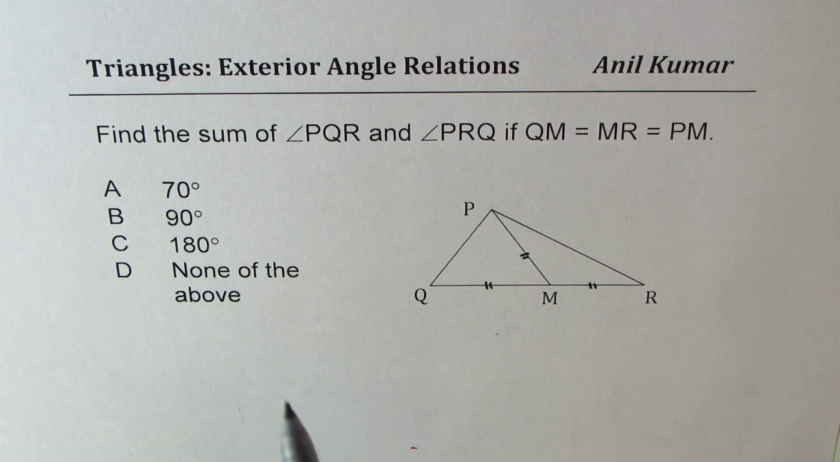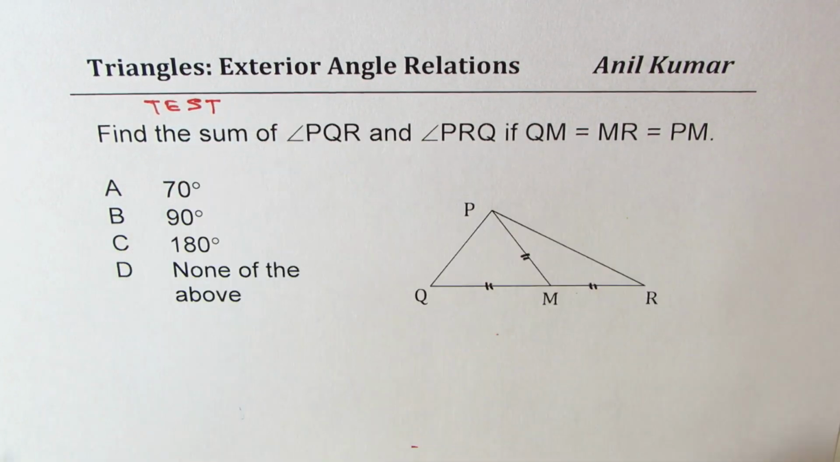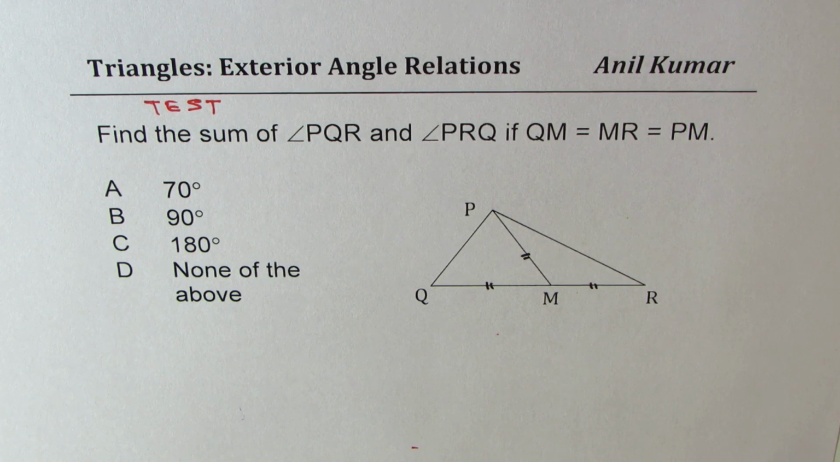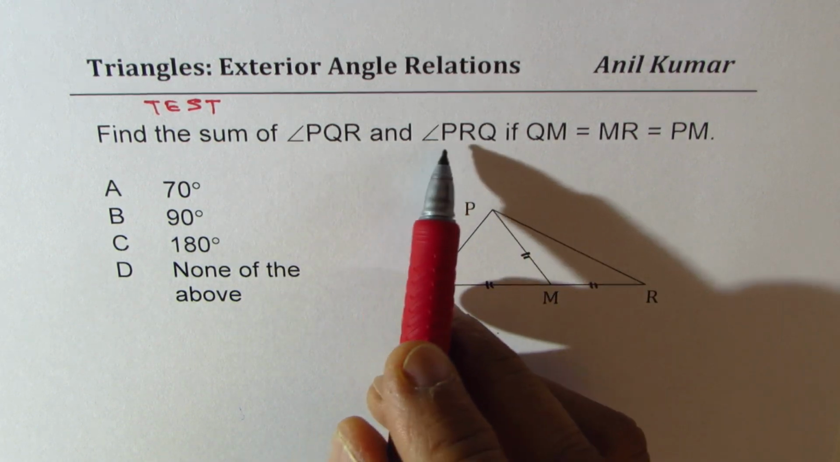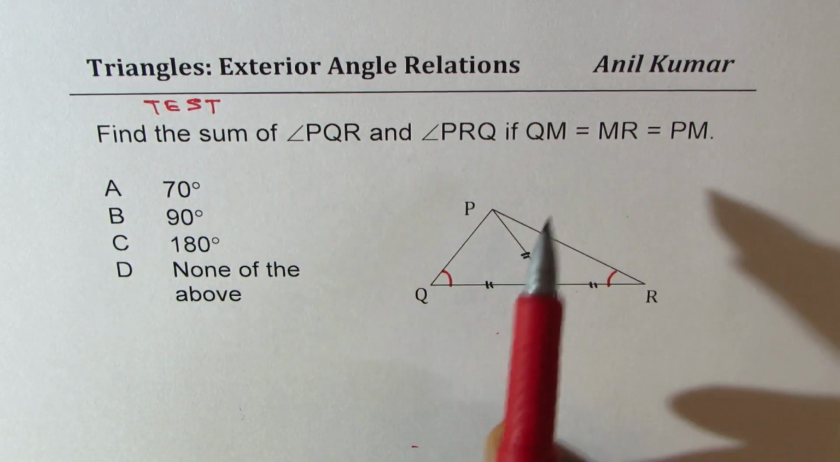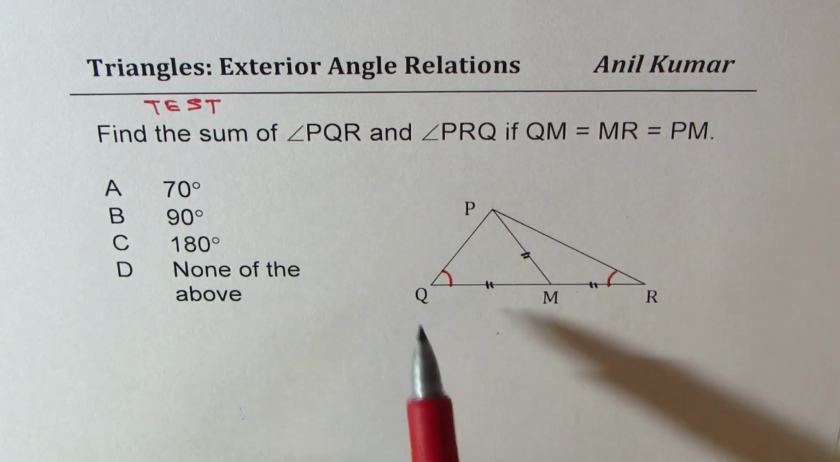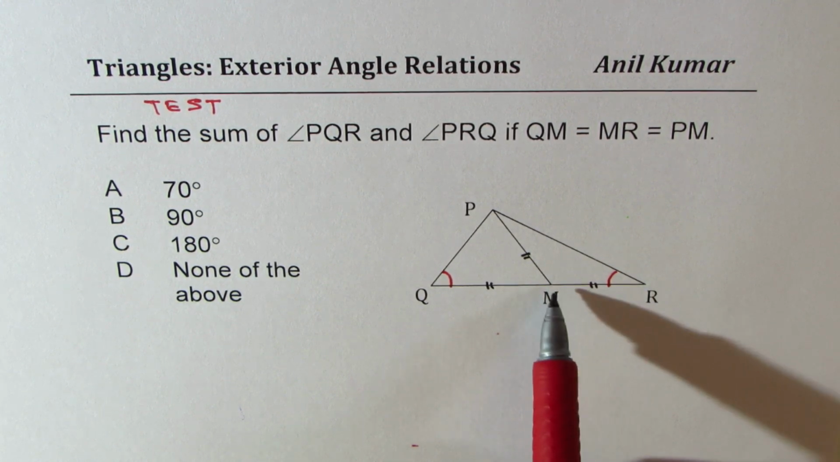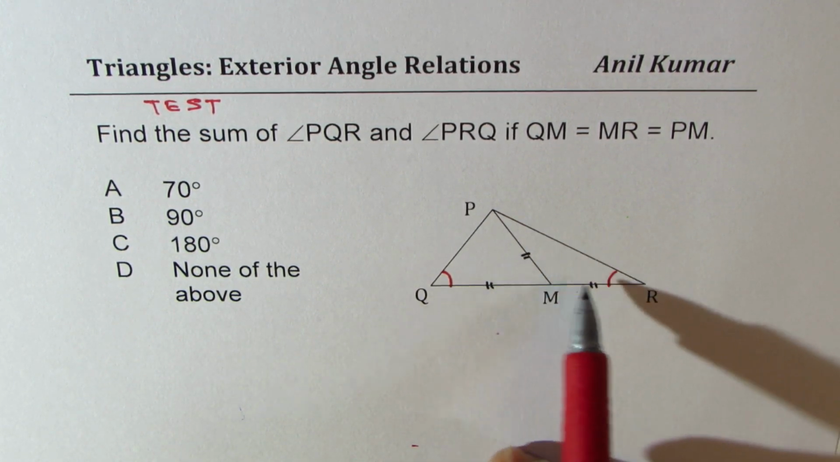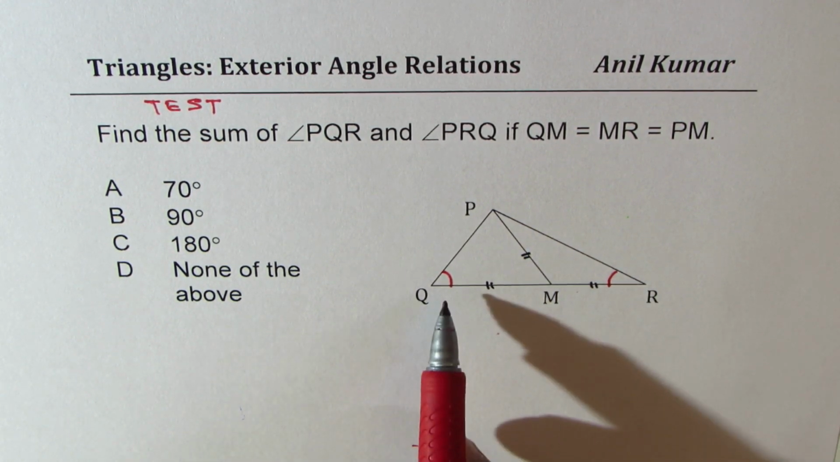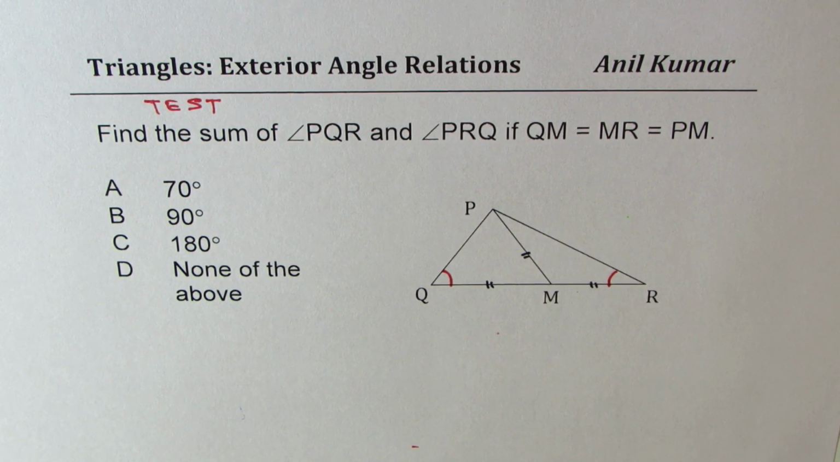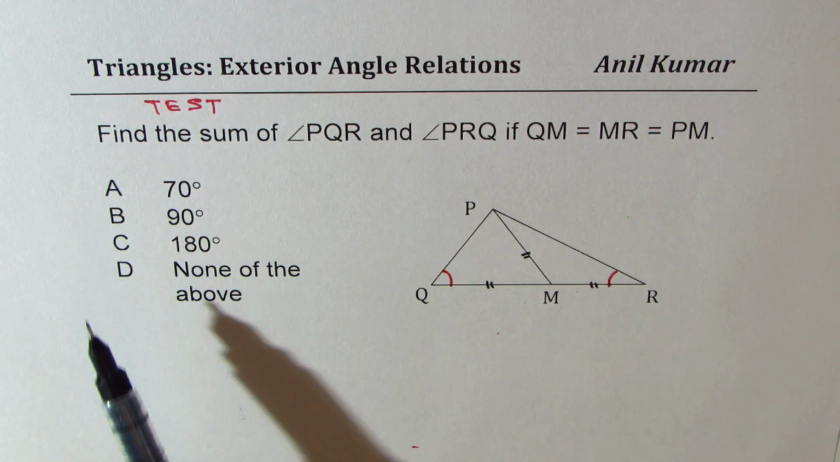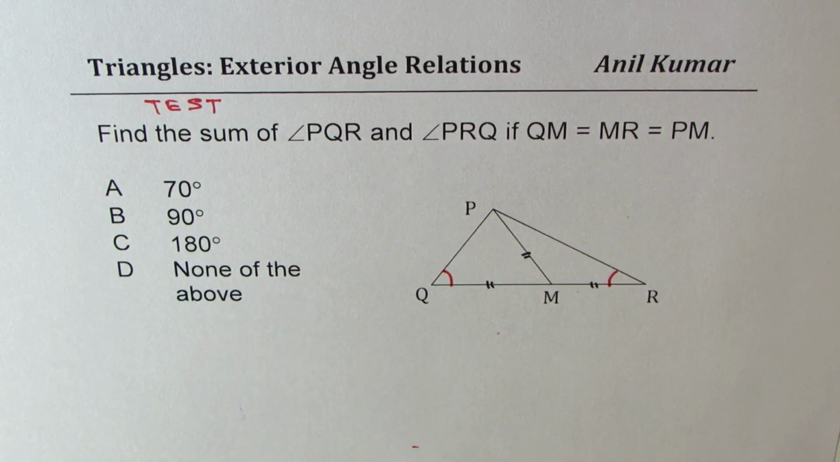Now here is a test question for you. I would like you to pause the video, copy the question, answer, and then look into my suggestions. The question is, find the sum of angle PQR, which is this angle, and PRQ, which is that angle, if QM equals MR equals PM. That is, QM is equal to MR, so this is a midpoint, equal to PM. So these three sides are equal. Now you need to find the sum of angle Q and R. You can actually pause the video, answer this question, and then check with my solution. You are given 4 choices: 70 degrees, 90 degrees, 180 degrees, and none of the above.